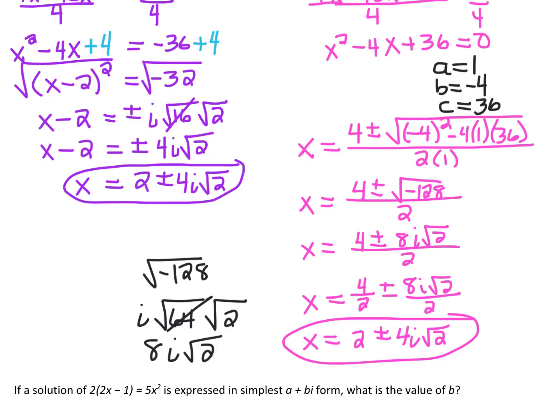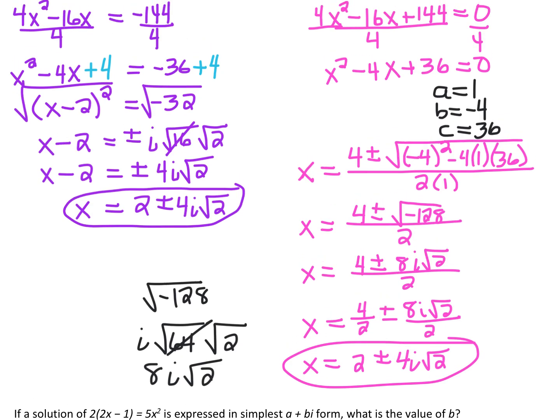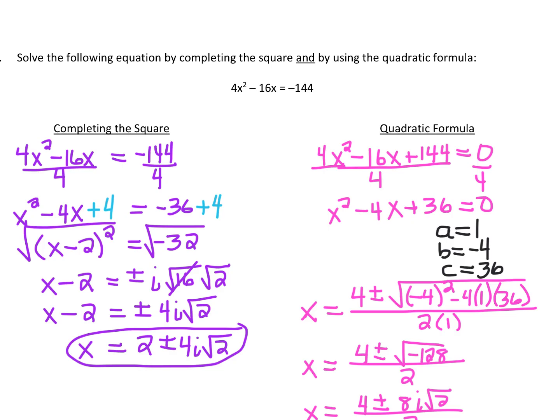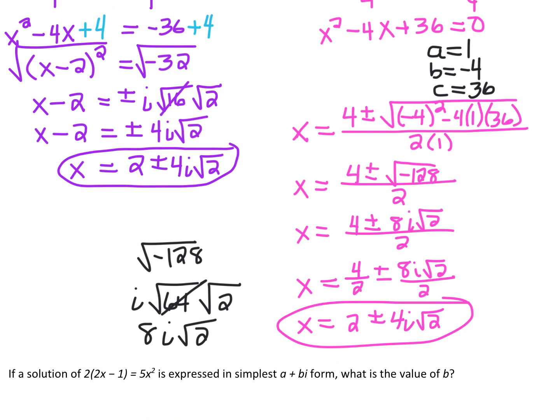If not, I would probably use the store button in my calculator and type in 2 plus 4i radical 2, store it as x, and then come back up here to the original problem and type in the left-hand side of the equation and see if it gives me negative 144. It's always a good idea to check. And we know that whether you're using completing the square or the quadratic formula, if the answer with the plus checks, then the answer with the minus sign has to check, right? Because the plus and minus is built into the formula.